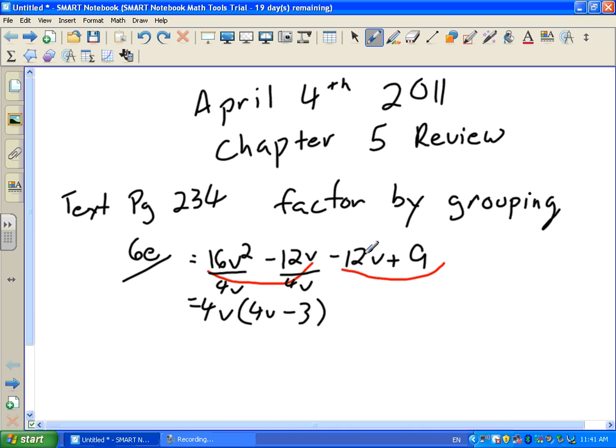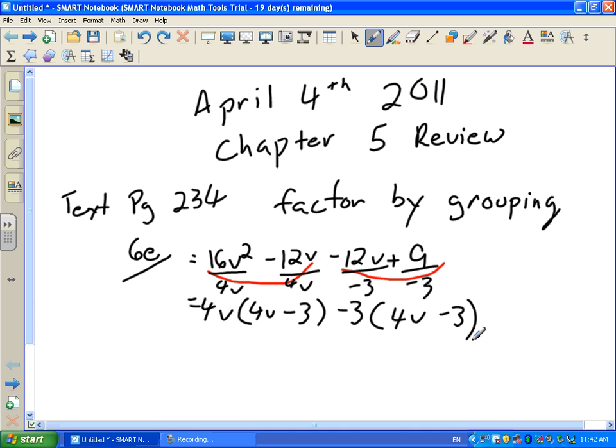Then I move on to my second pair of brackets. I have 12 and 9. I'm going to take out 3. 3 should work out pretty well. And in fact, because 12 is negative, I'm going to take out negative 3. So I divide both of these by negative 3. That leaves me with 4v minus 3.